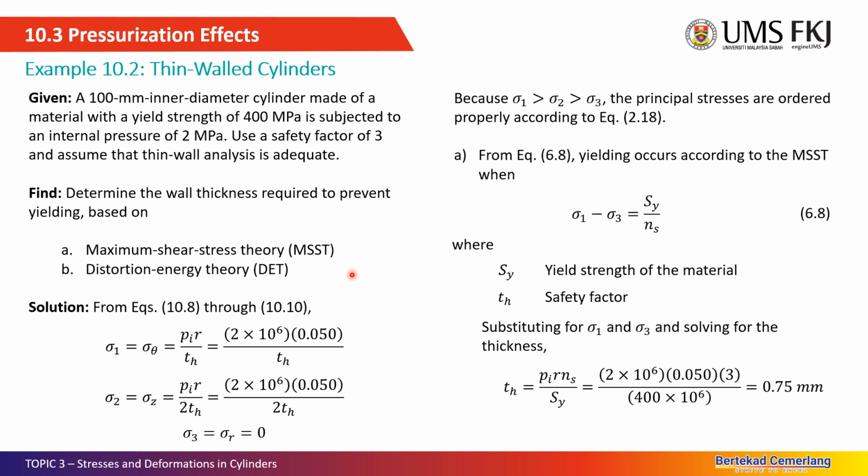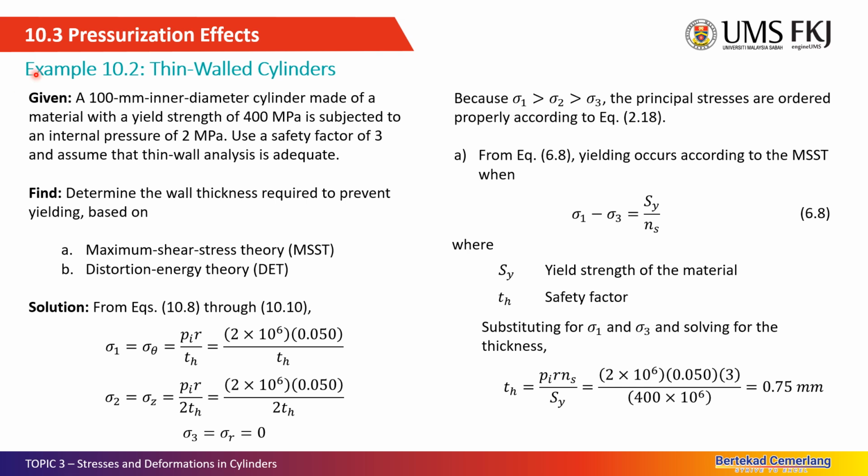Example 10.2. Given a 10 mm inner diameter cylinder made of a material with a yield strength of 400 megapascal, subjected to an internal pressure of 2 megapascal. Use a safety factor of 3 and assume that thin wall analysis is adequate. You need to determine the wall thickness required to prevent yielding based on A, the maximum shear stress theory (MSST), and B, the distortion energy theory.